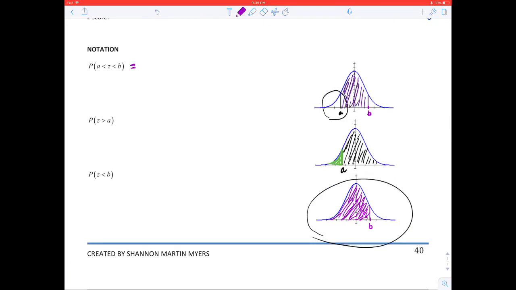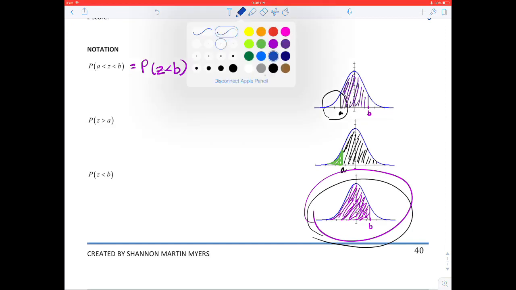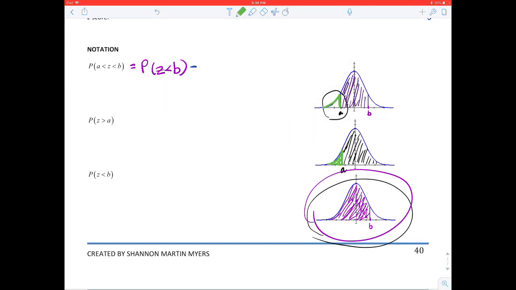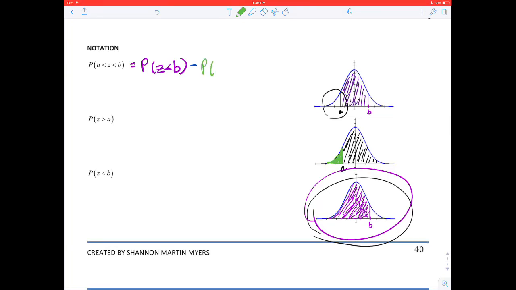So the area in between is actually going to be the probability that Z is less than B, which gives us all of that. And then we want to take away what's been counted too much, that extra area. And the extra area is right here. So we would subtract out the probability that Z is less than A, and that gives us the probability that you have a value in between those two.